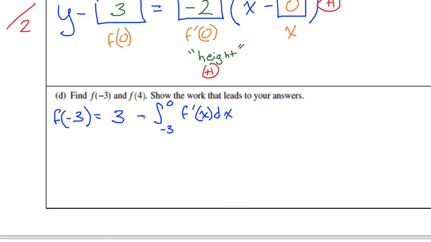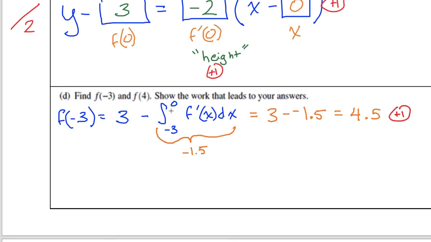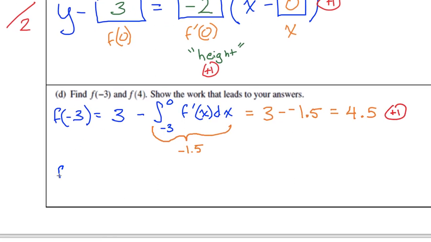So I have this minus, and then this area, I'll do a little bracket thing. This area right here is -1.5, which means this is equal to 3 minus -1.5, or 4.5. All right, and it's 1 point if you just got that. So +1 for that one answer, and I'll give you +1 if you get the final answer for the next one. So f of 4.